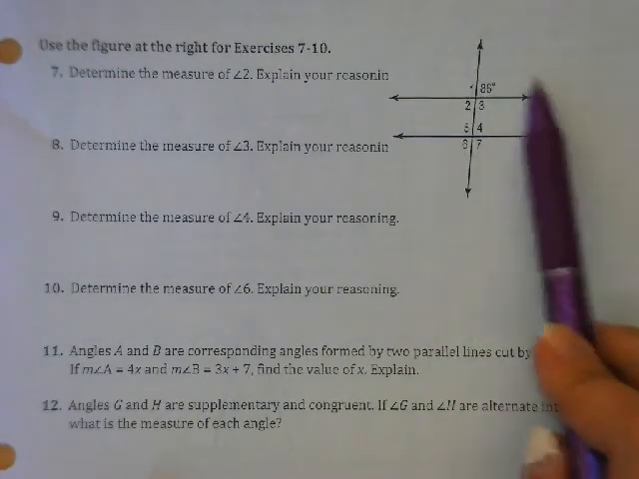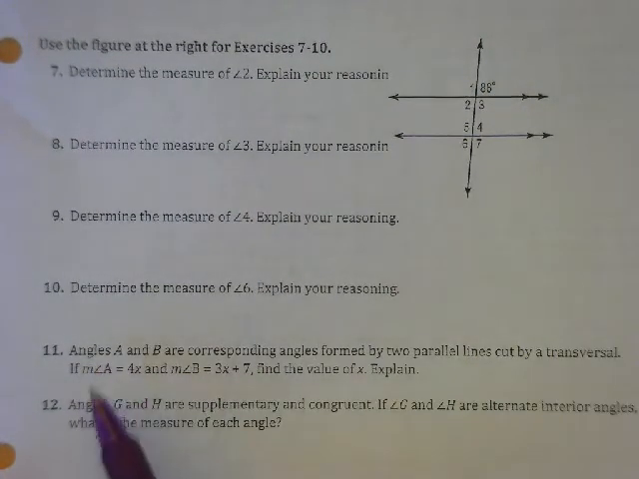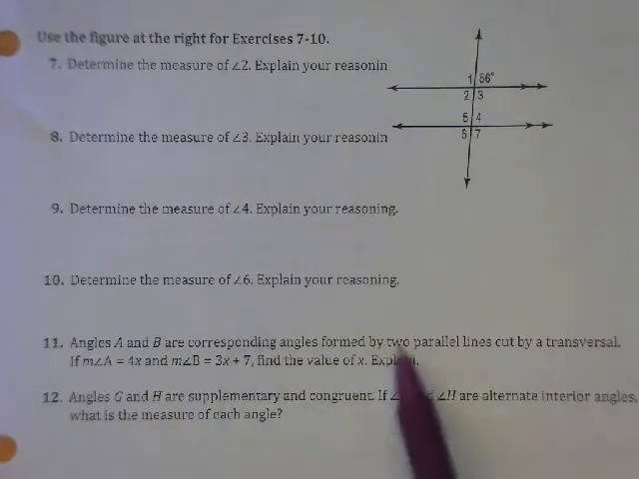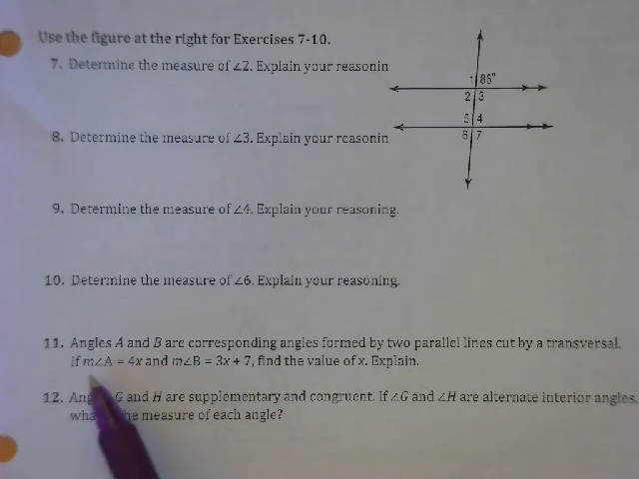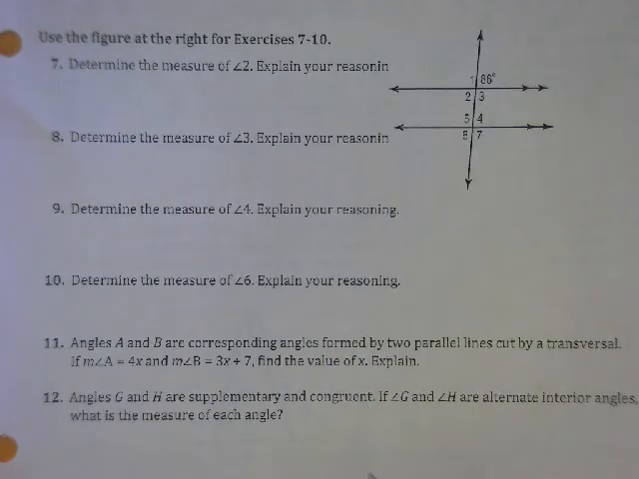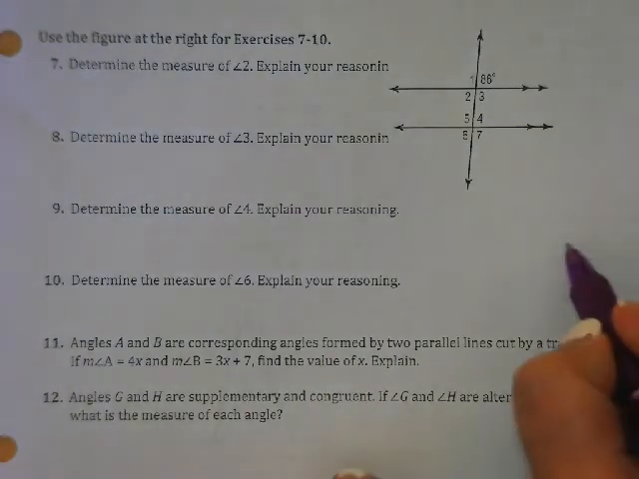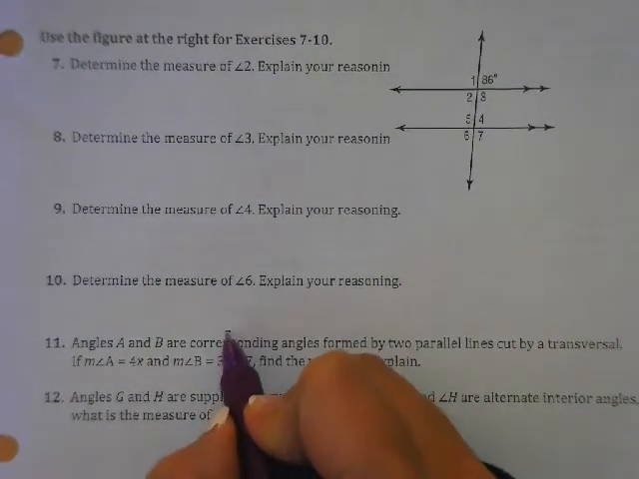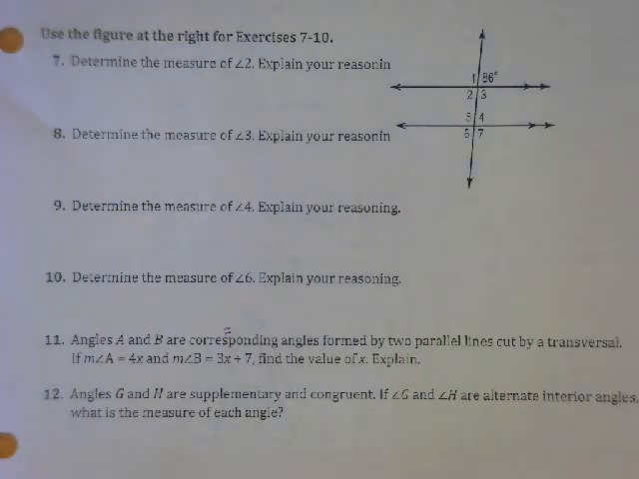You only need this picture for 7 through 10. 11 and 12 are questions on their own. If you want to draw a picture, I would suggest that. A and B are corresponding. That means they're what? They are equal. All right, they're in the same spot.